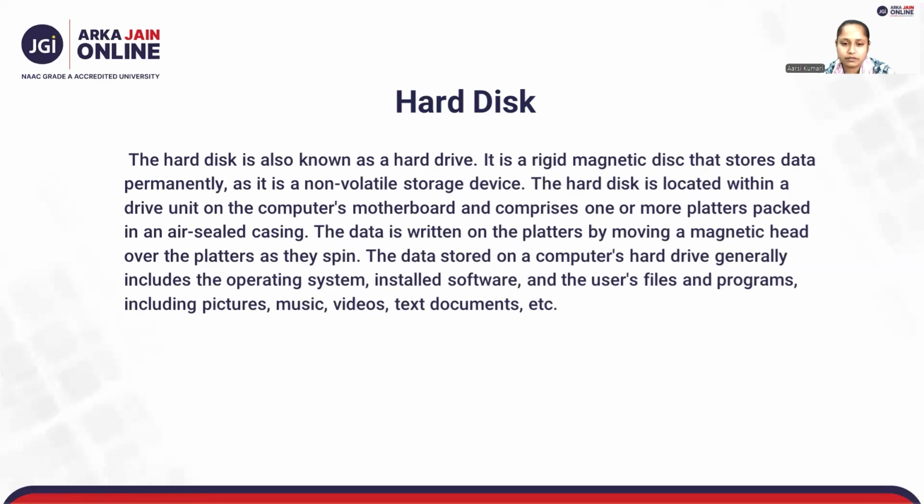The hard disk is located within a drive unit on the computer's motherboard and comprises one or more platters packed in an air-sealed casing. The data is written on the platter by moving a magnetic head over the platters as they spin. The data stored on a computer hard drive generally includes the operating system, installed software, and the user's files and programs, including pictures, music, videos, text, documents, etc.